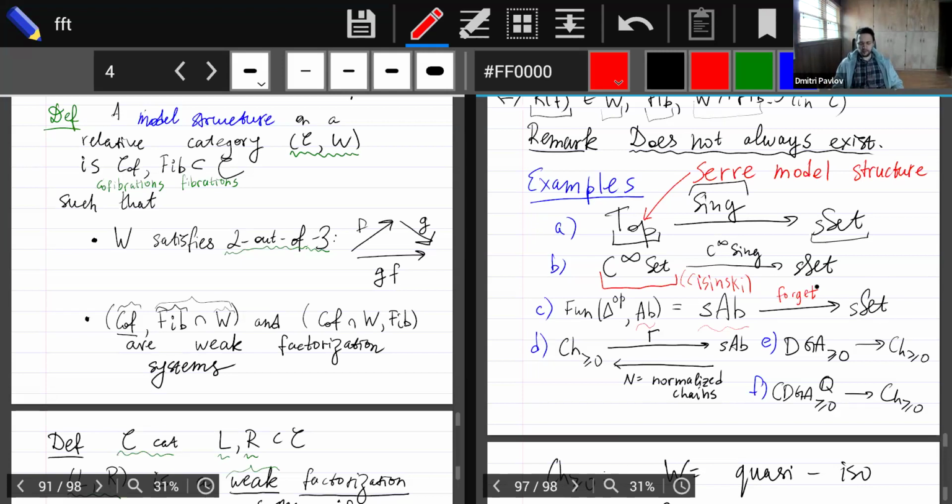And the transferred model structure always exists. This was also constructed by Quillen. And the third model structure, I guess, was also first constructed by Quillen. So maybe we should call it the third Quillen model structure.